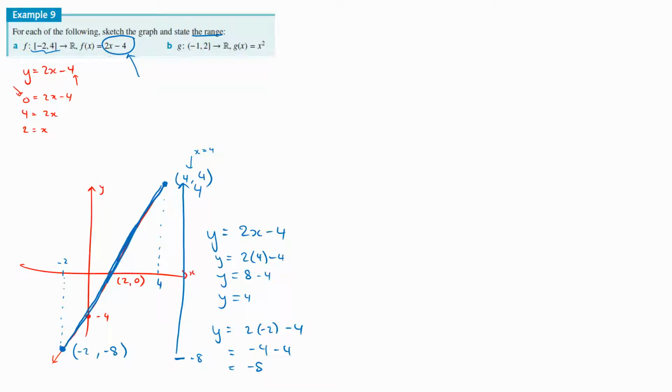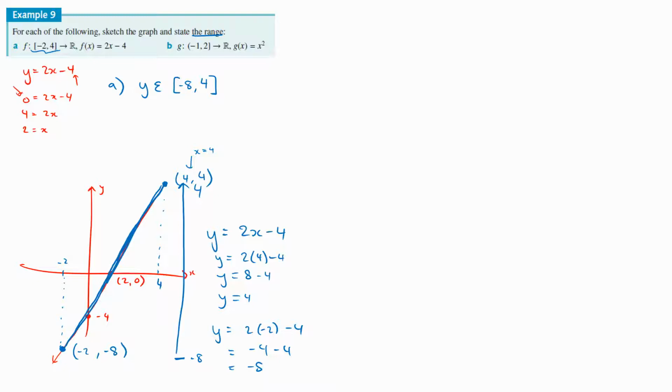And that's my range. Okay, so to answer the first question, I'd say A, y is an element of, inclusive, -8 to 4. There you go, that's my range.